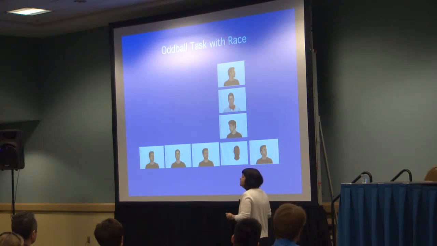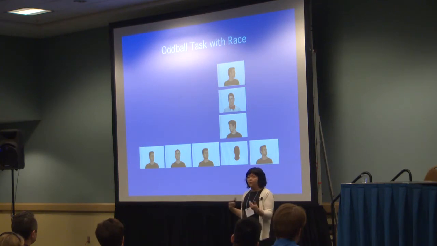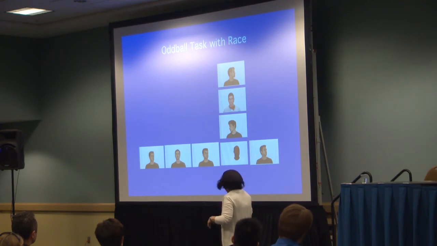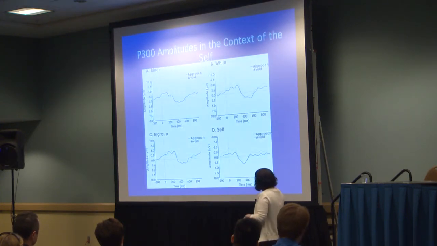And what we proposed is, in the context of the self, a black person should really be extremely distinct, and so you would see a large P300. However, we expected that approach training should reduce the P300, and so you would see less distinctiveness, less attention to blacks in that context. And that's exactly what we found in the P300. Maybe Implicit was the expert in this area, so let me try and walk you through this in some way that makes sense. We found a significant two-way interaction.